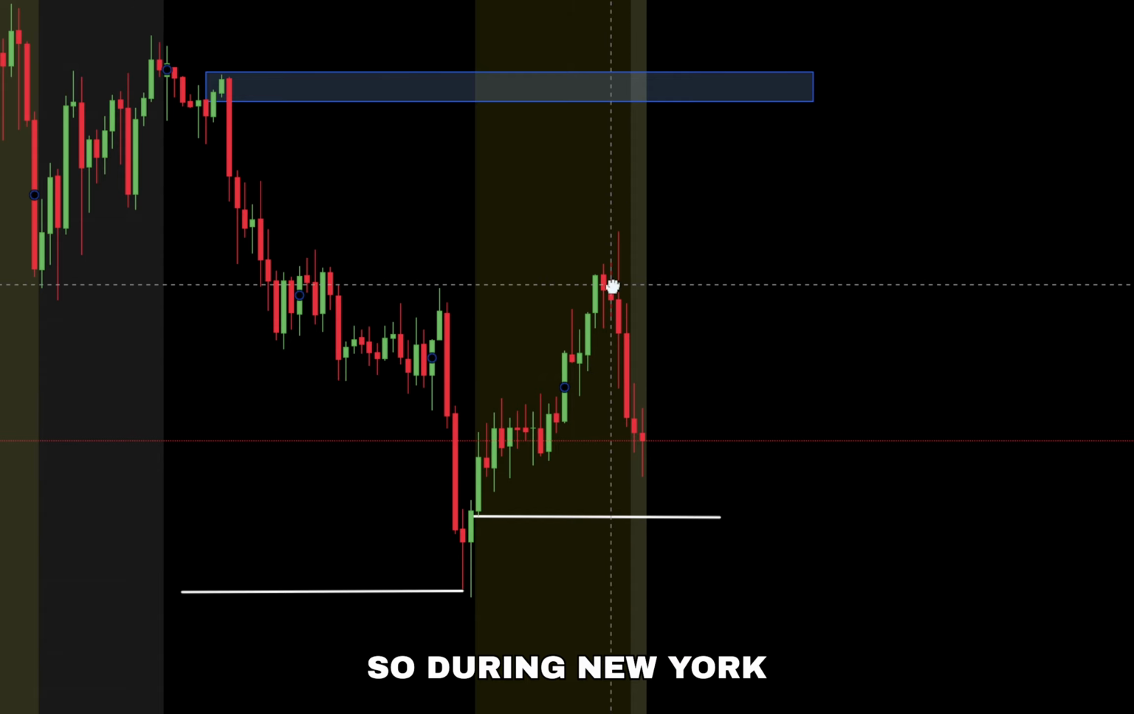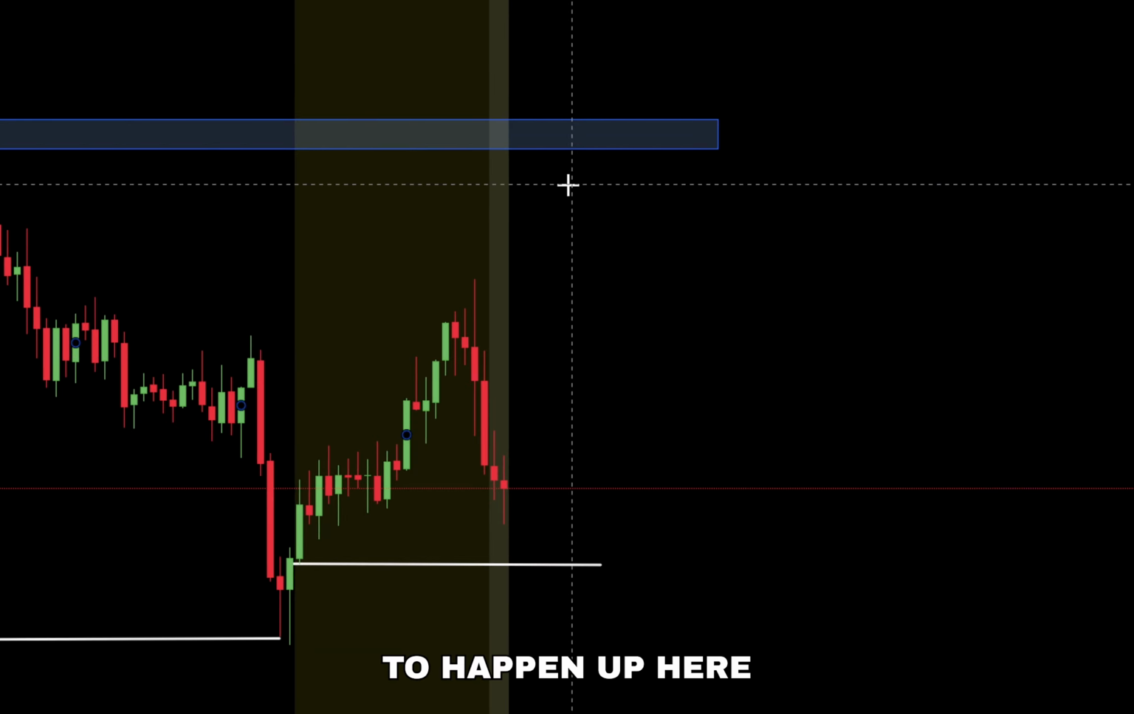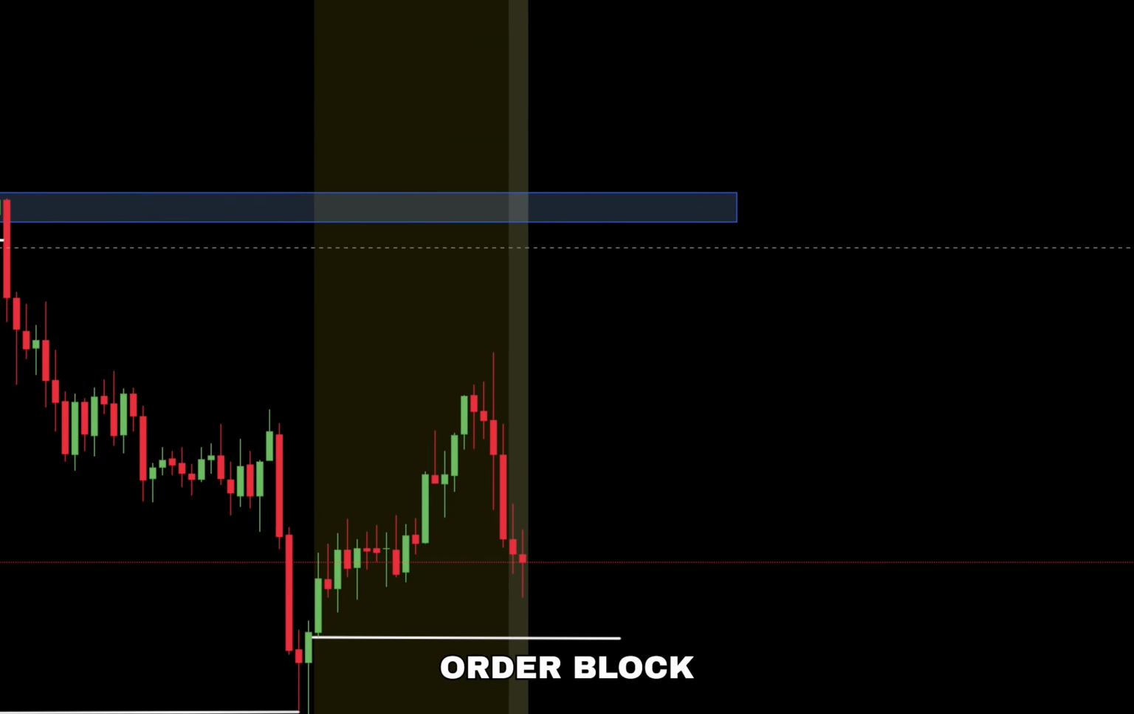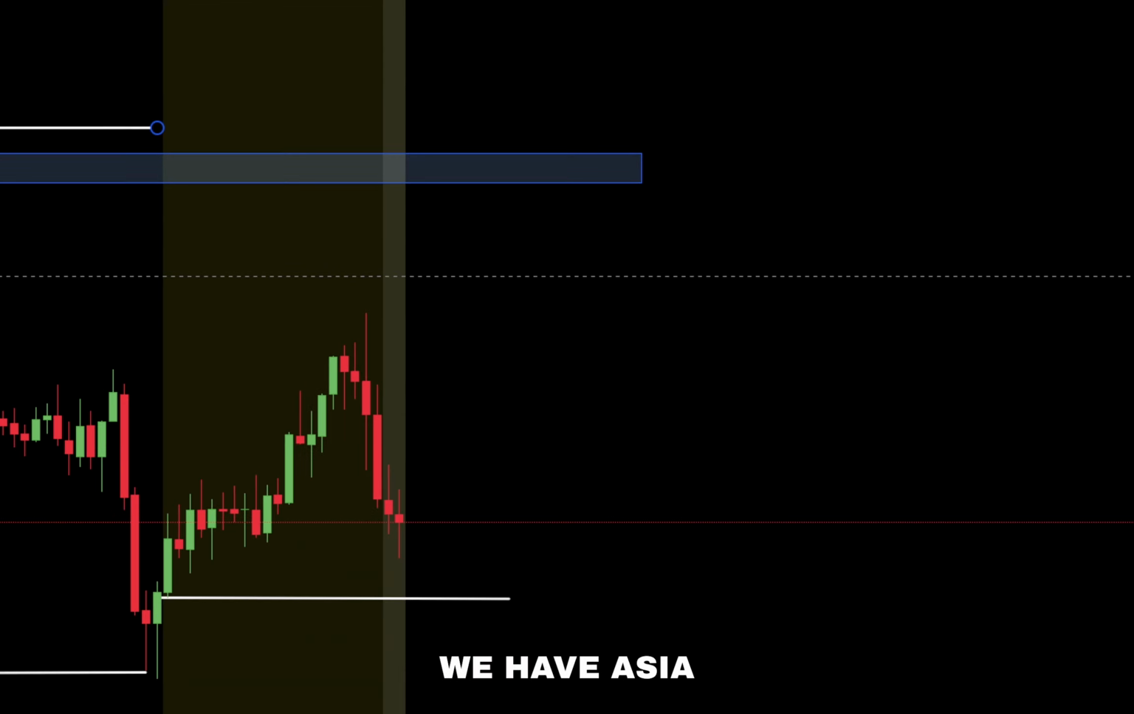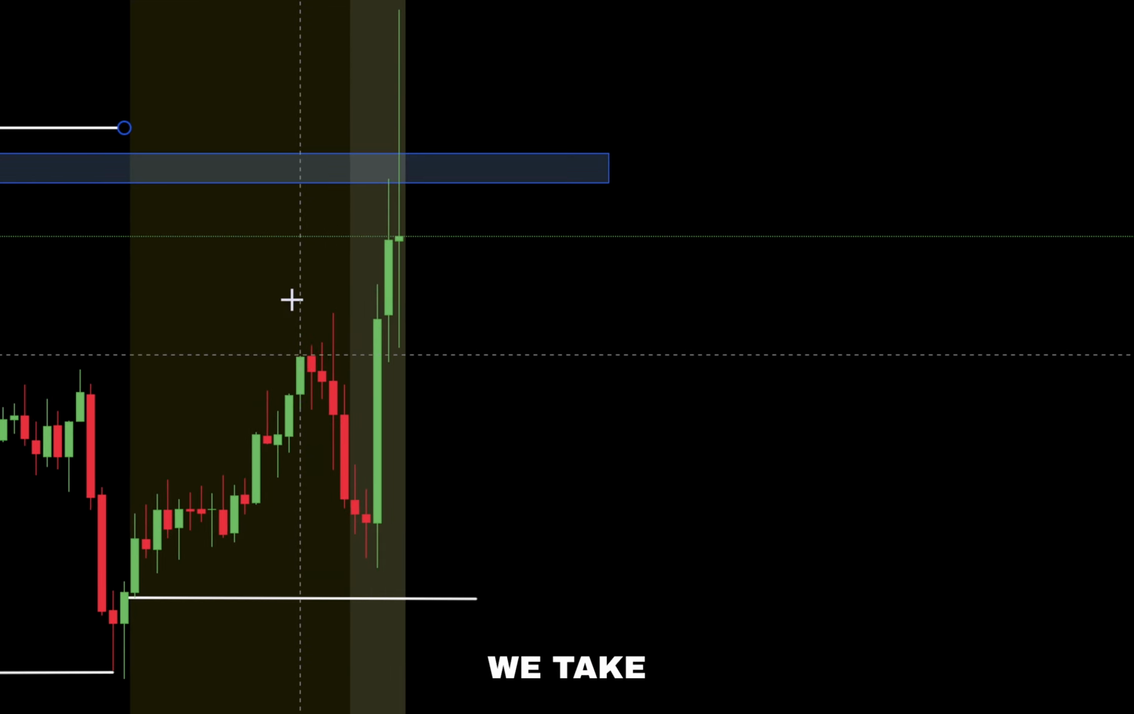So during New York, what am I looking for to happen? Up here, we have an order block with a huge gap. And we have what? We have Asia high up here. So let's see what happens next. Next, we take out Asia high.